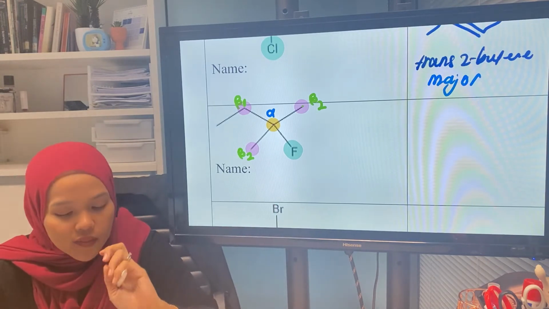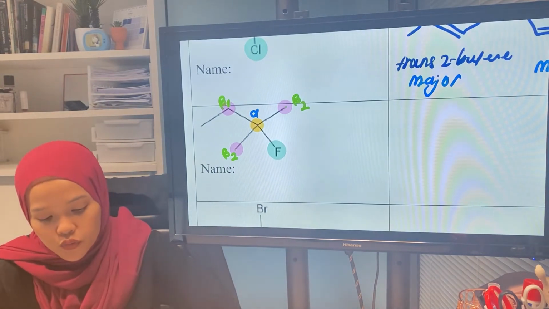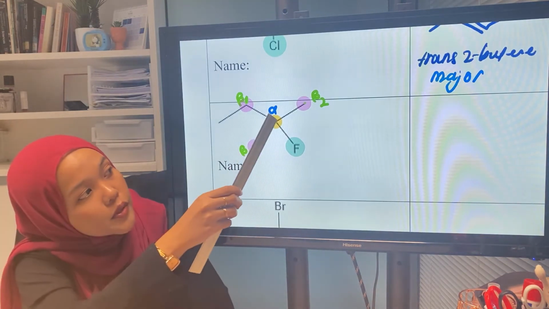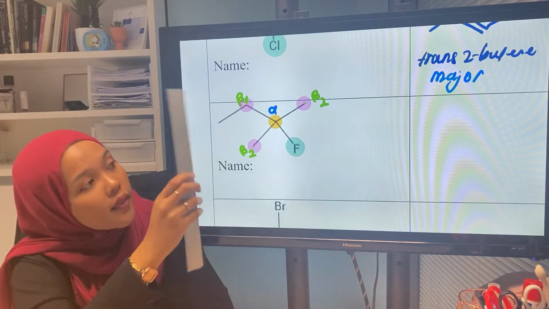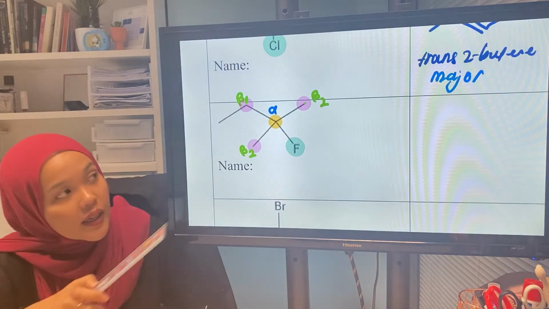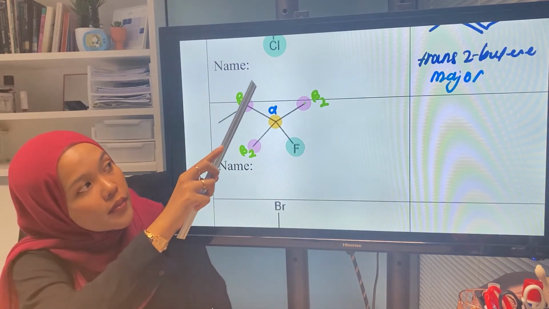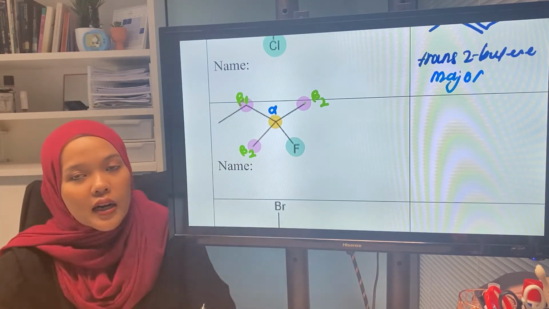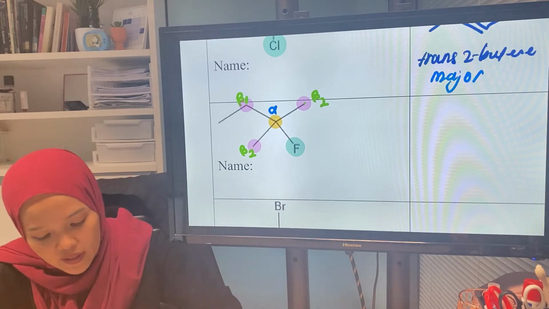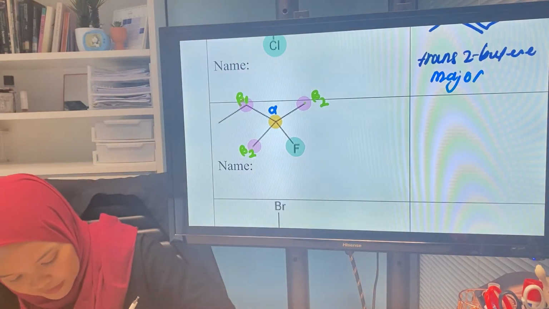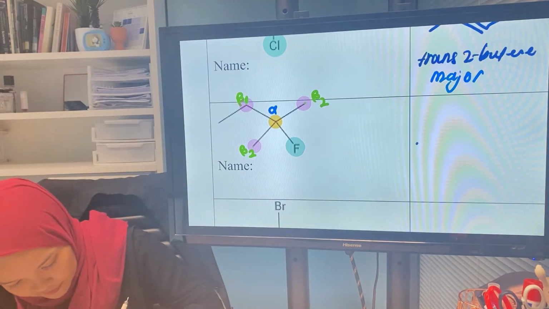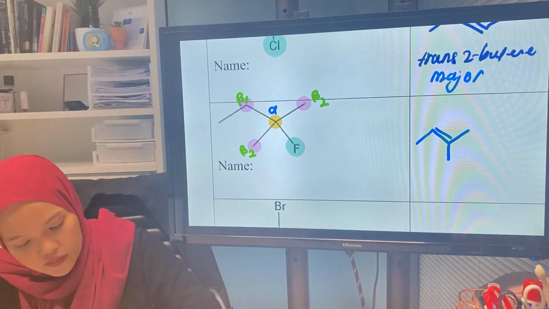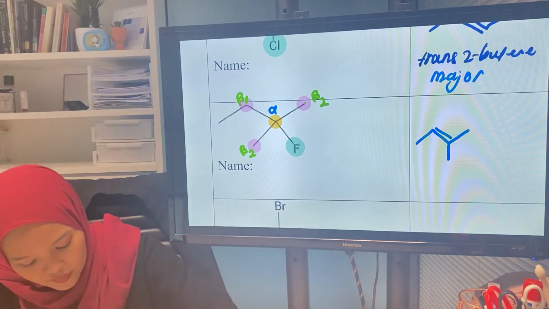Only 2. Why not 3? Because they are the same. I will show you. Let us have a look at if we form a bond between alpha and beta 1. The one that is being removed is the hydrogen from the beta 1 and the fluorine from the carbon alpha. So now the product is going to be like this. That's it.